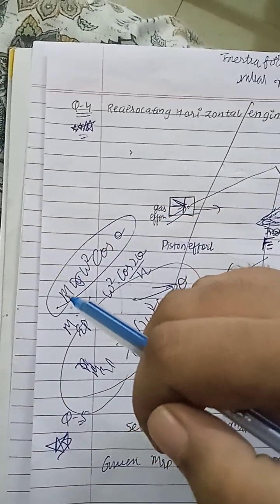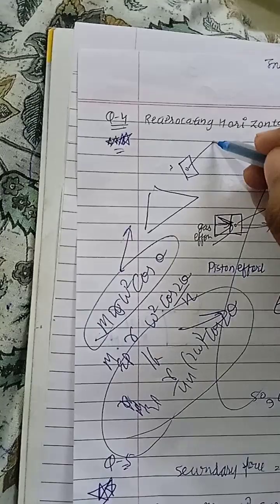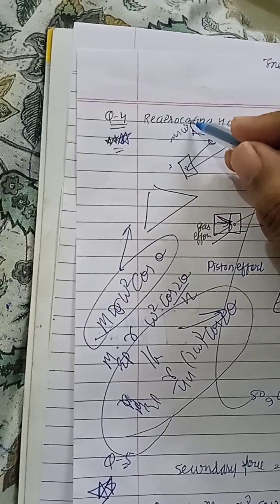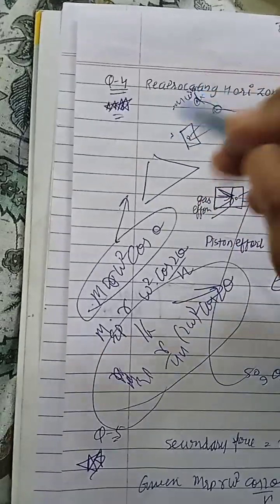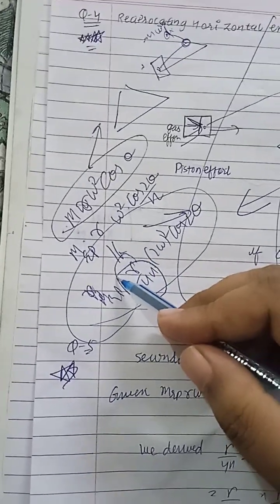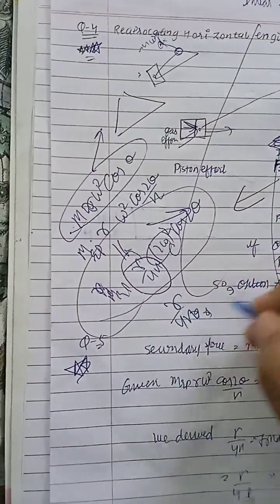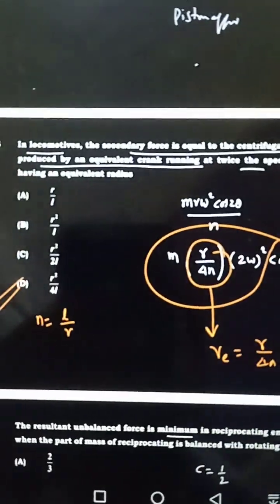How can we equate this? So this is like this: m r omega square cos theta. Okay, no worries. So we can convert the secondary force like this, having equivalent crank radius r by 4n and twice the speed, 2 omega. The answer is r by 4n, but n can also be written as l by r, so it is r square upon 4l.